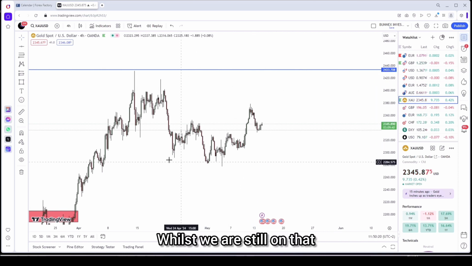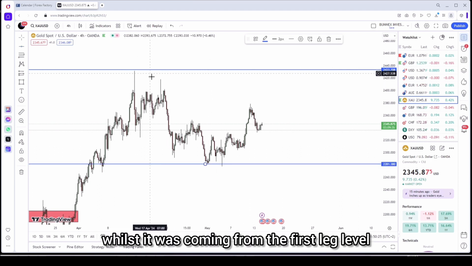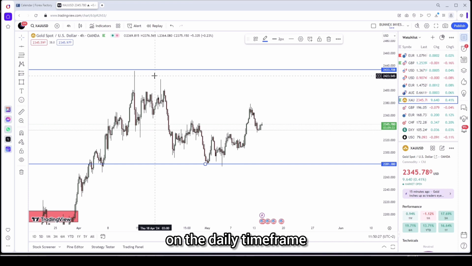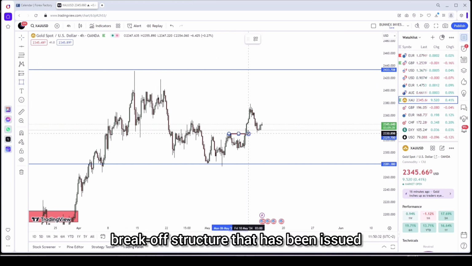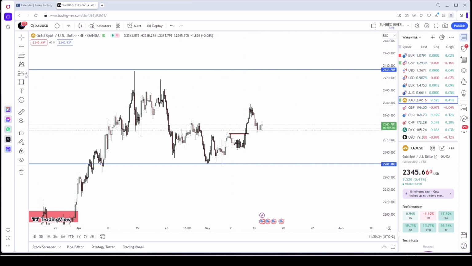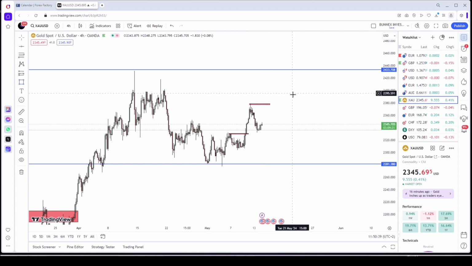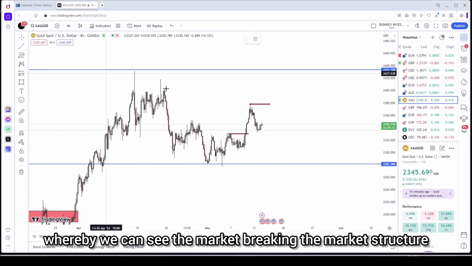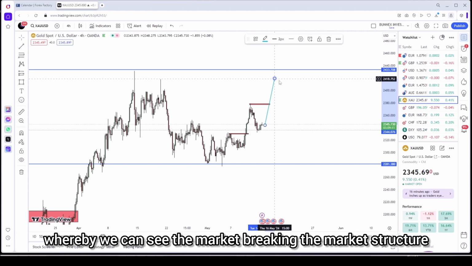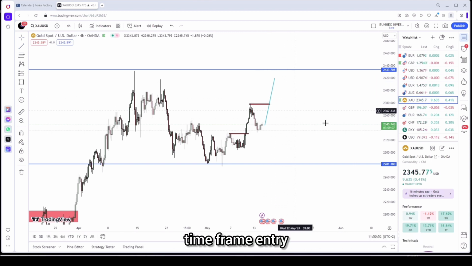Whilst we are still on that, we can see that the market created this low whilst it was coming from the first leg level on the daily time frame. And within that, we can see first break of structure that has been issued, and then we are waiting for this break of structure that is going to be issued. Therefore, if we see something like this, whereby we can see the market breaking the market structure, then we will be expecting to get a lower time frame entry.